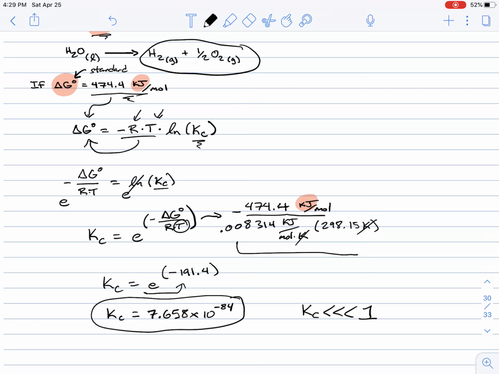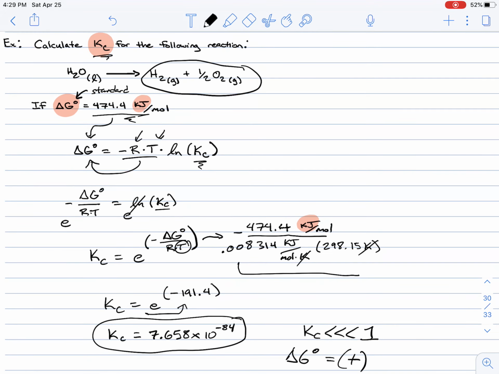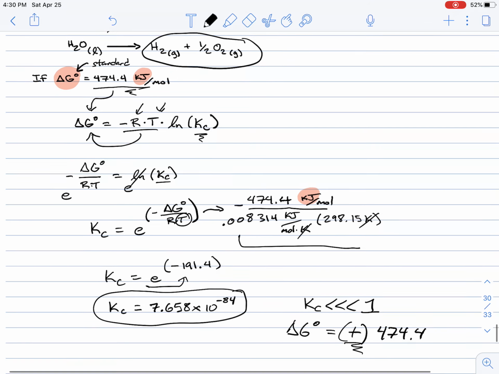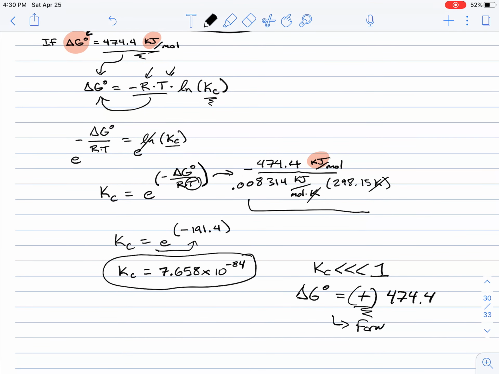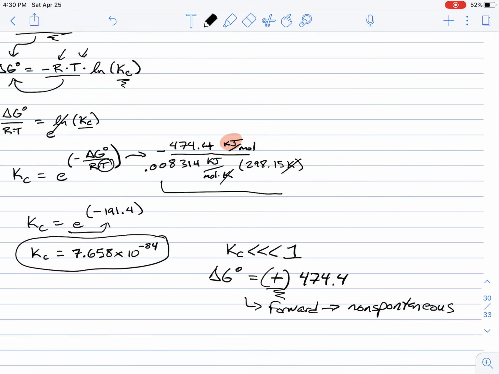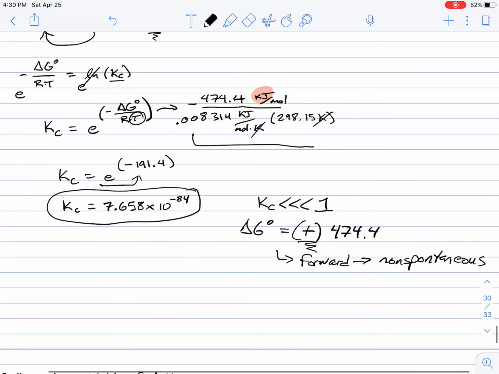So if you look at the value for delta G, the value is a positive value, right? So it's positive 474.4. And so since this is a positive value, we know that the forward reaction is non-spontaneous. Okay. And if we're looking at the equilibrium constant, yeah, it makes sense. I mean, look, Kc is far less than 1. And so the forward reaction is non-spontaneous.